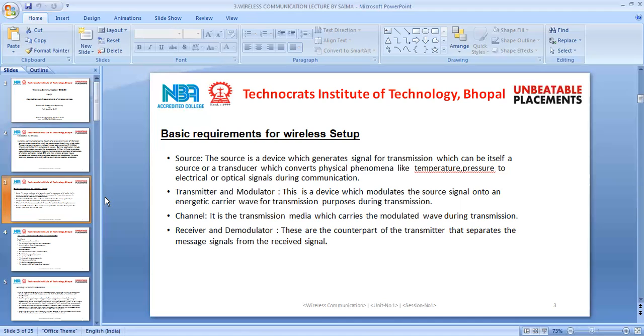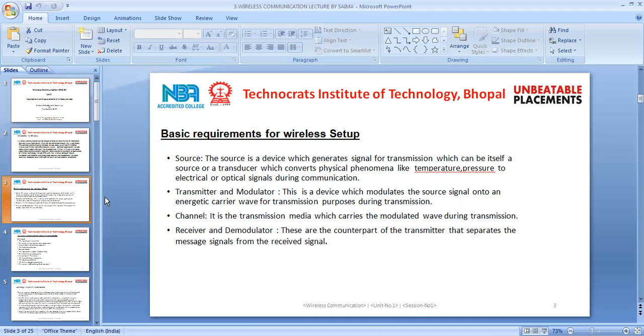So the basic requirement is the source, and we all know that a source is a device which generates signals for transmission, which can be a source itself or a transducer, which converts physical phenomena like temperature and pressure to electrical or optical signals during communication.